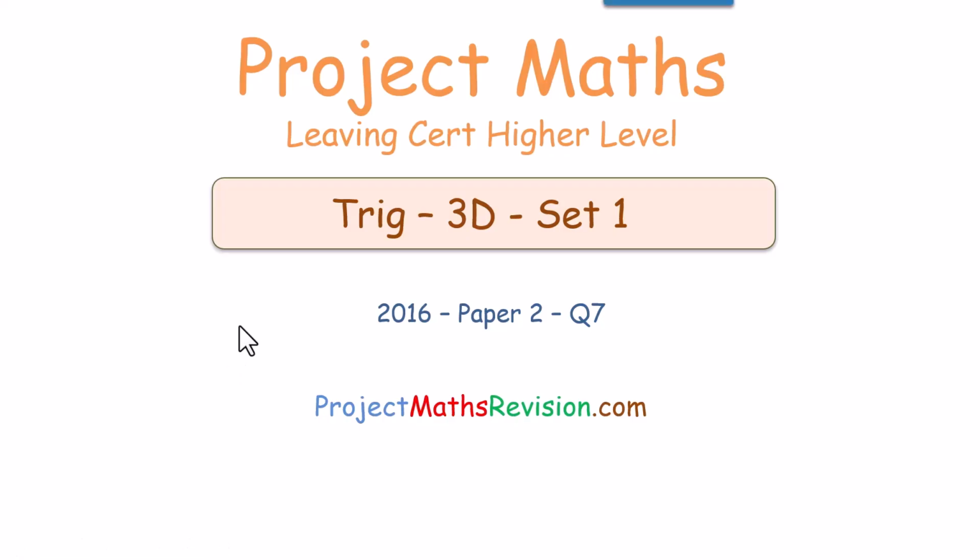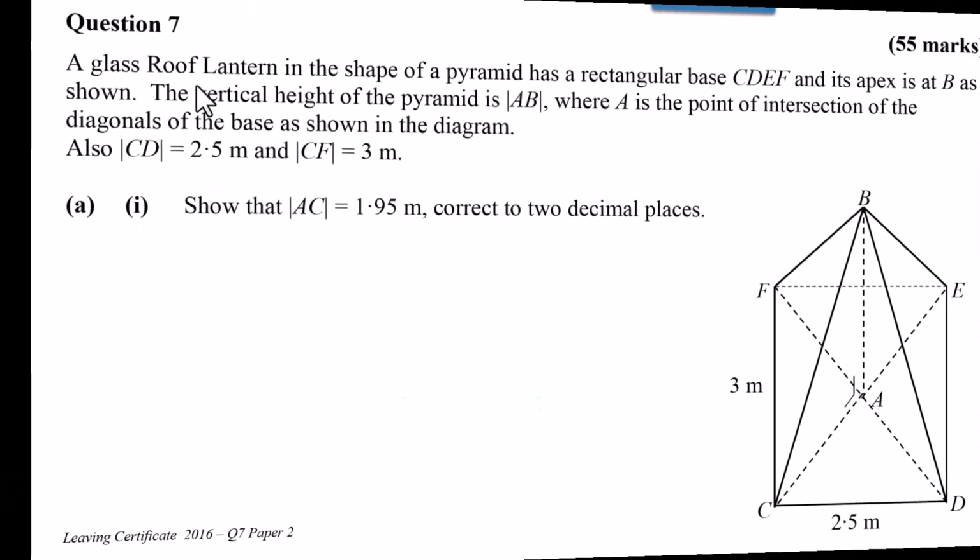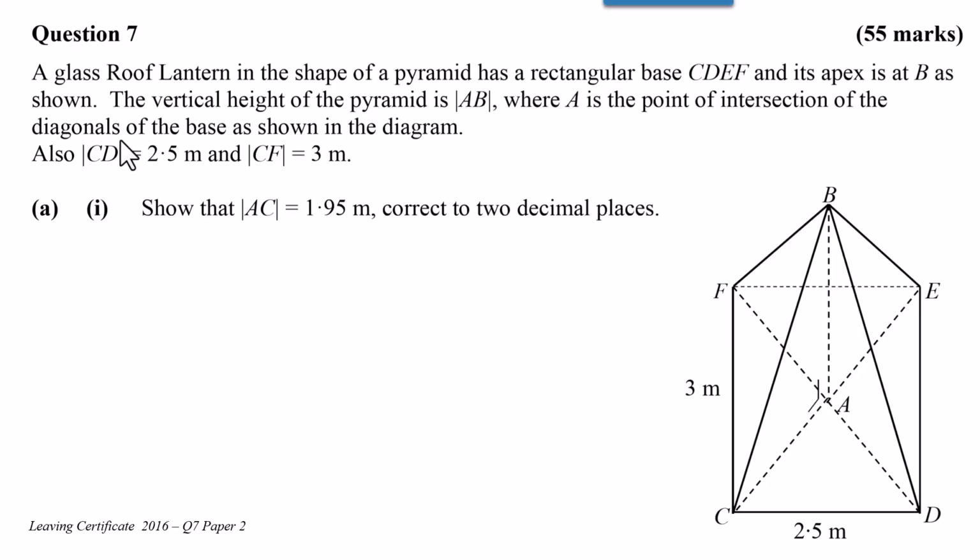In this next section, we'll take a look at some trigonometrical problems involving three-dimensional situations. So let's take a look at this question. Here we're told a glass roof lantern is in the shape of a pyramid and it has a rectangular base CDEF, and at its apex is a point B.